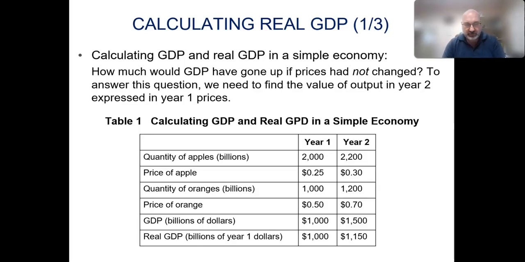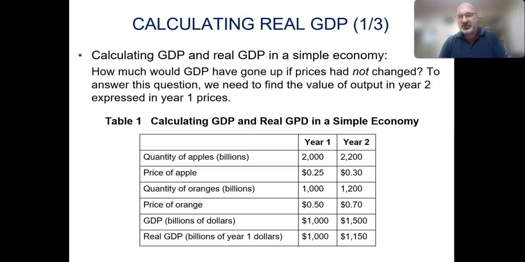GDP in year two is 1,500. So basically, I'm taking the 2,200 times the 30, the 1,200 times the 70, I'm going to get the 1,500, right? But to get real GDP, I'm going to take the 2,200 times the 25, the 1,200 times the 50, and that's going to give me 1,150. So it's a little bit different calculation, but I get a number that is comparable to year one.